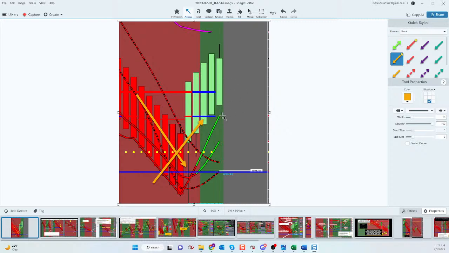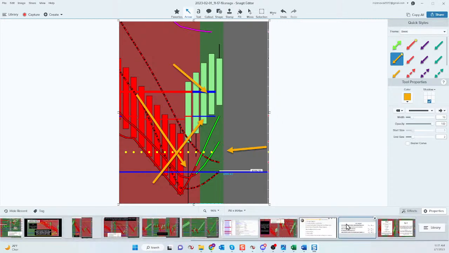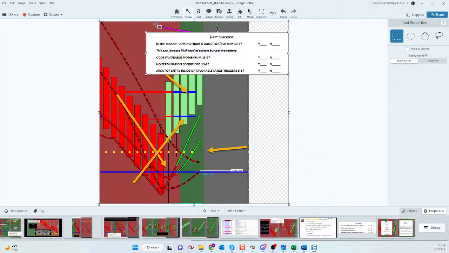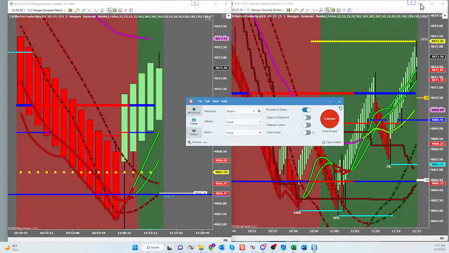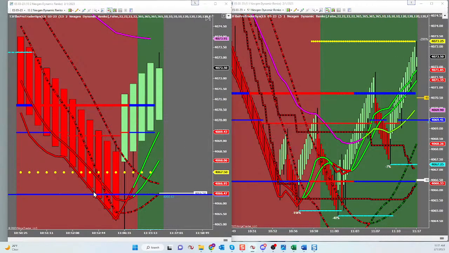Doesn't mean that it won't go up, but it means that because all the triggers are below this, because I don't have odds favorable momentum, guys, that checklist doesn't stand a chance. And it just gives you the opportunity to stay a little patient and wait and see what happens. There's always going to be more. You don't have to be first.